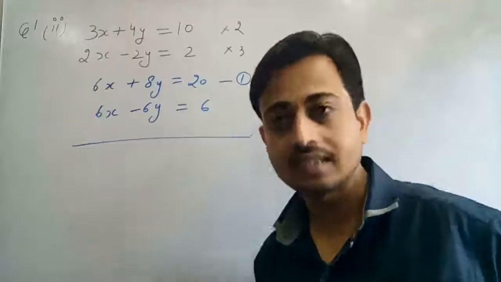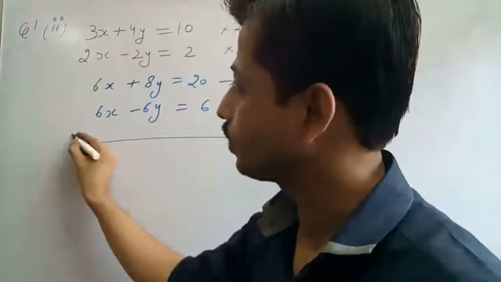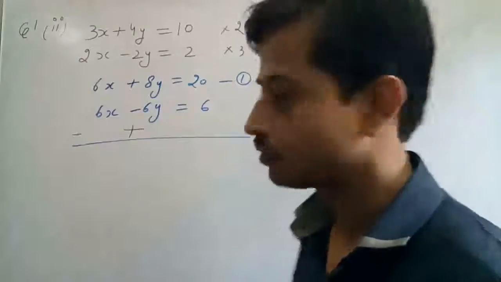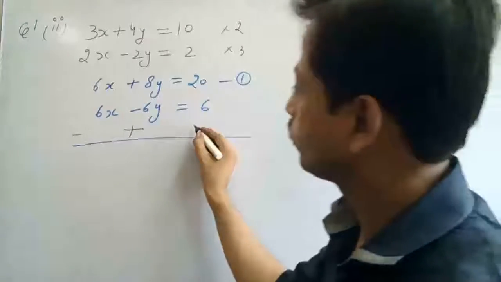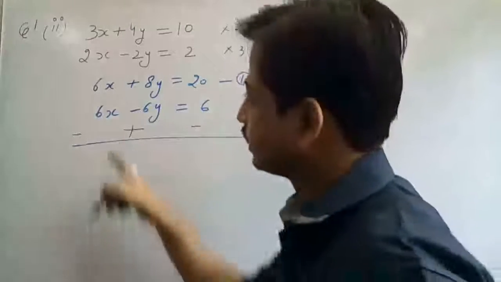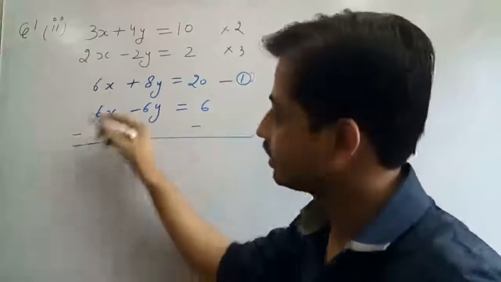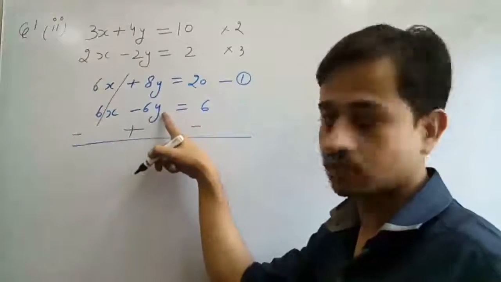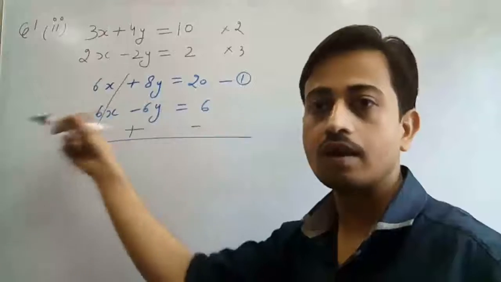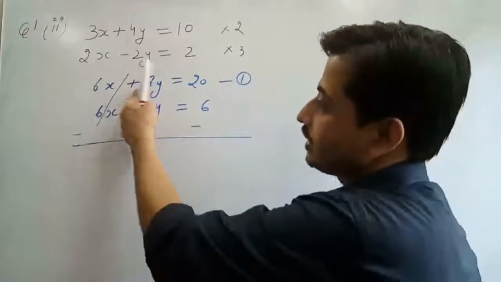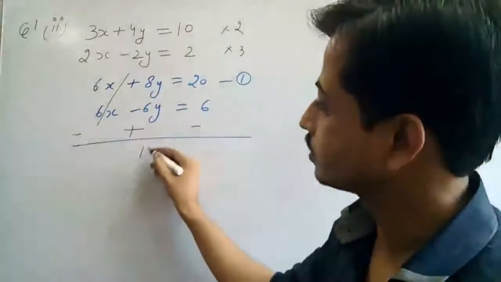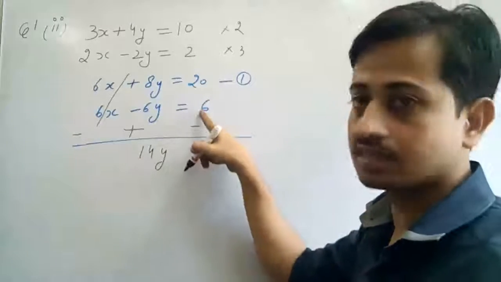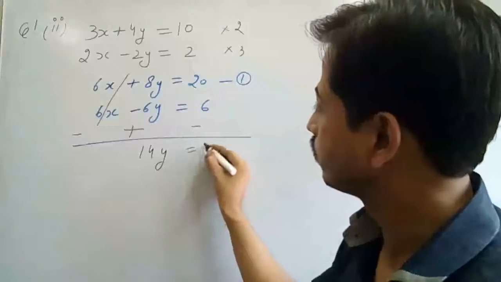Next step is what? We have to change the sign. Here the sign is positive, try to make it negative. Here the sign is negative, try to make it positive. Here the sign is positive, try to make it negative. Now solve. 6x and minus 6x, they cancel out. Plus 8y and plus 6y, we get plus 14y. Now this is plus 20, this is minus 6. 20 minus 6, we get 14.